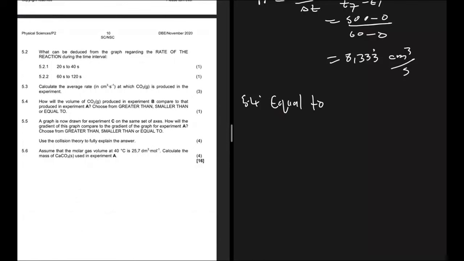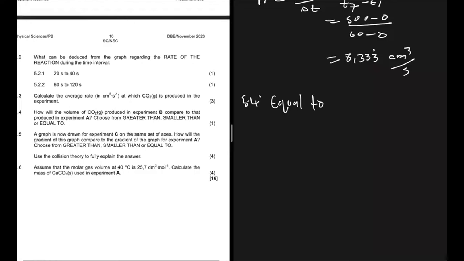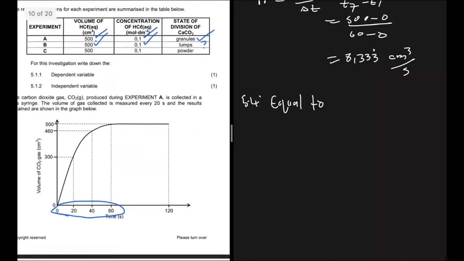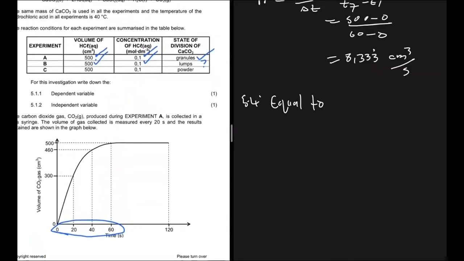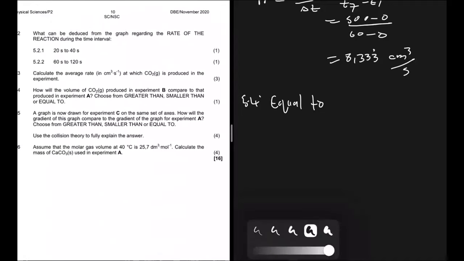5.5 says a graph is now drawn for experiment C on the same set of axes. How will the gradient of this graph compare to the gradient of the graph for experiment A? So this is experiment A, right? And then this is the graph, and they use granules. So experiment C is powder. So we're expecting experiment C to shoot up also, right? Let me use a thinner line to also shoot up, but then the reaction ends quicker compared to experiment A, where they're using granules. So our question is asking us about the gradient.